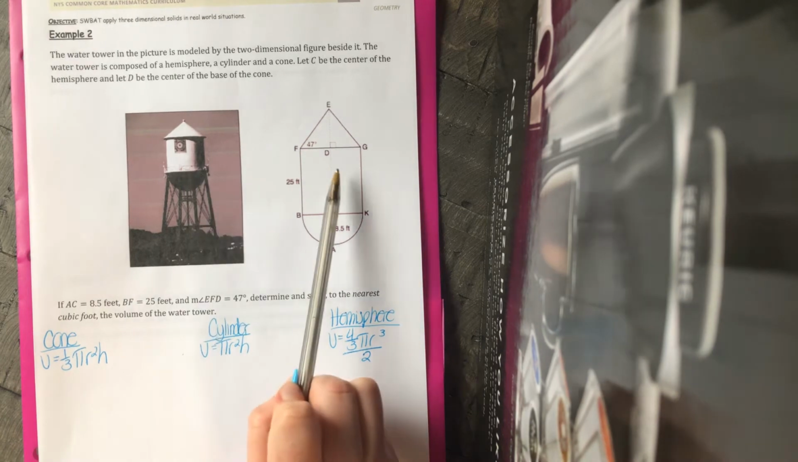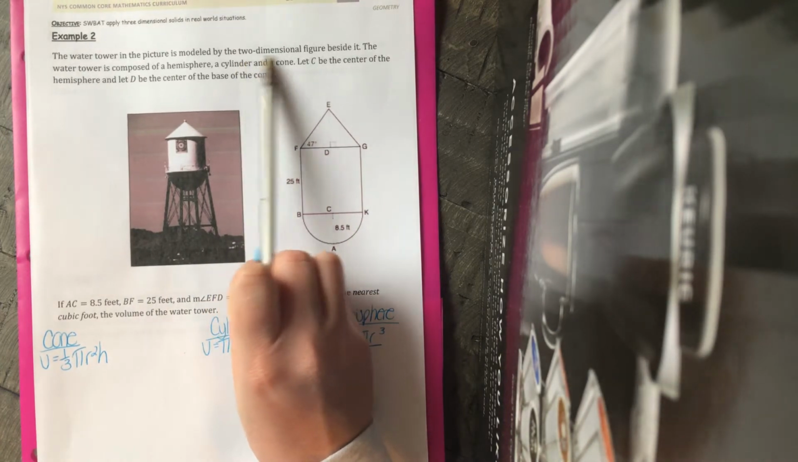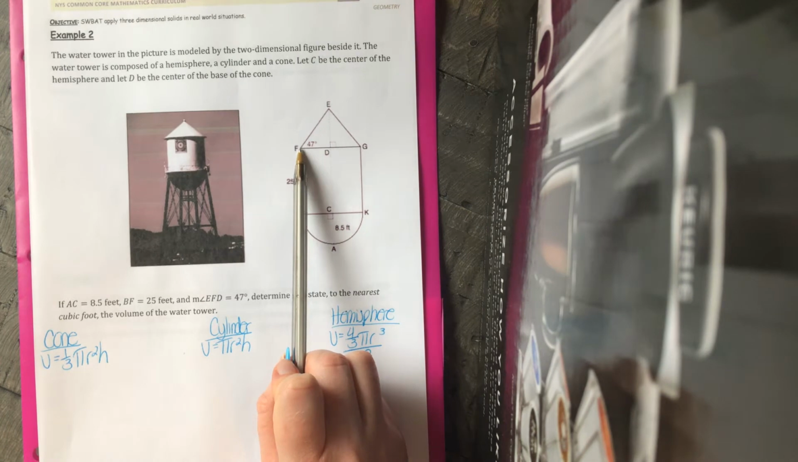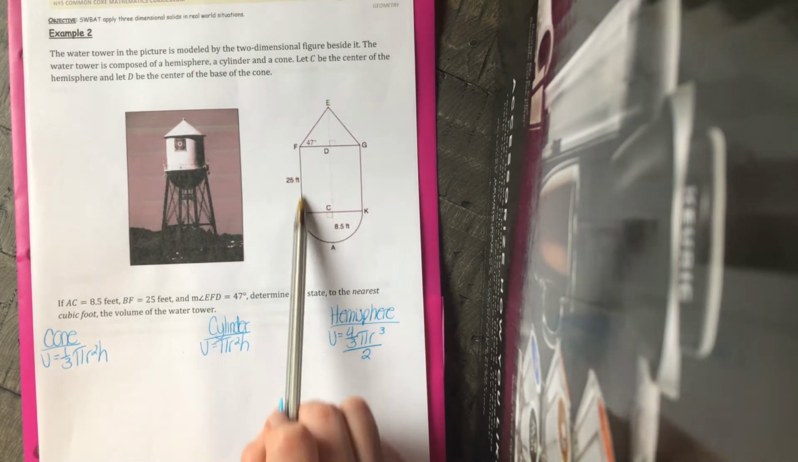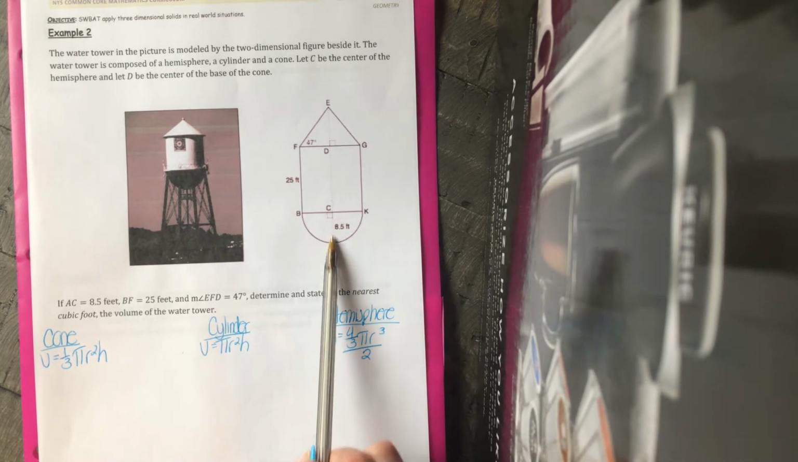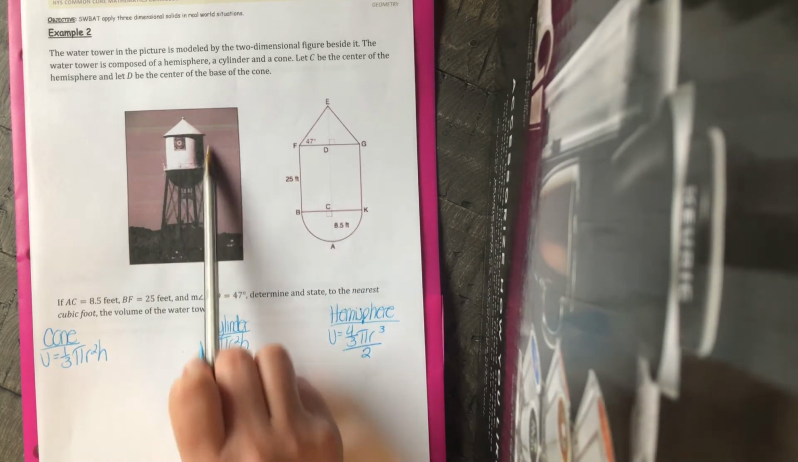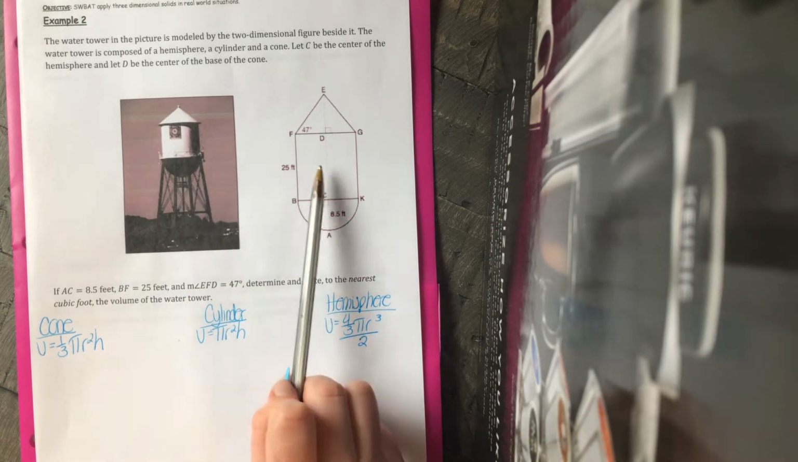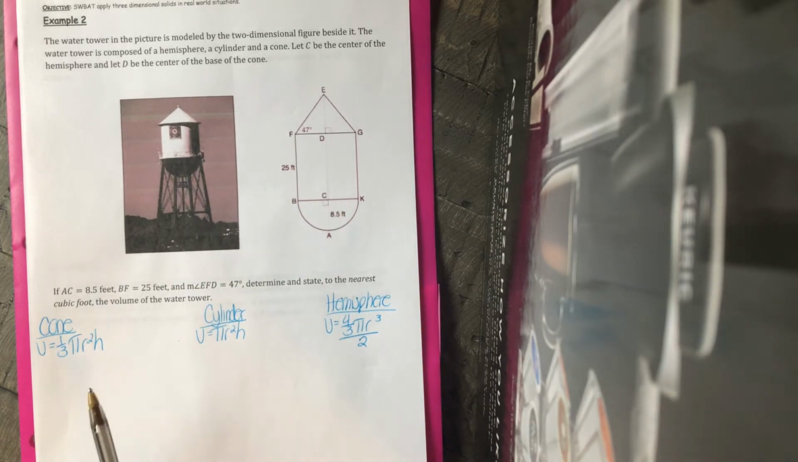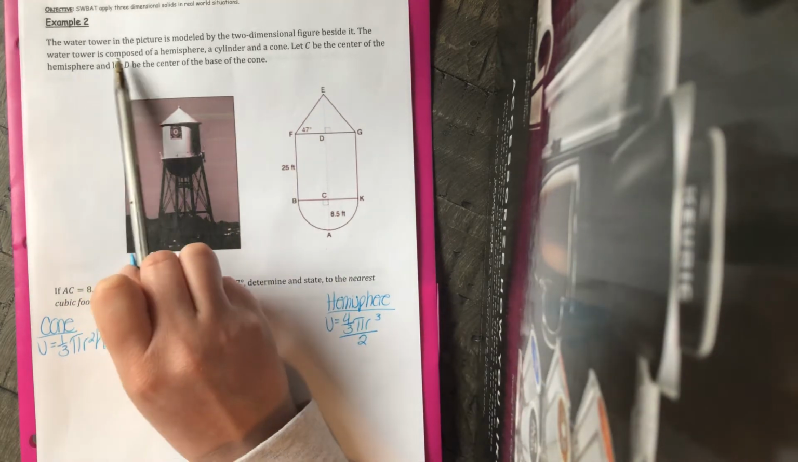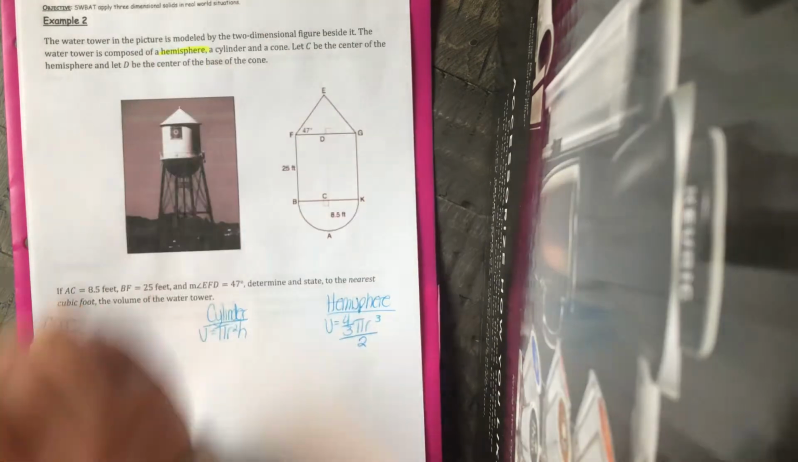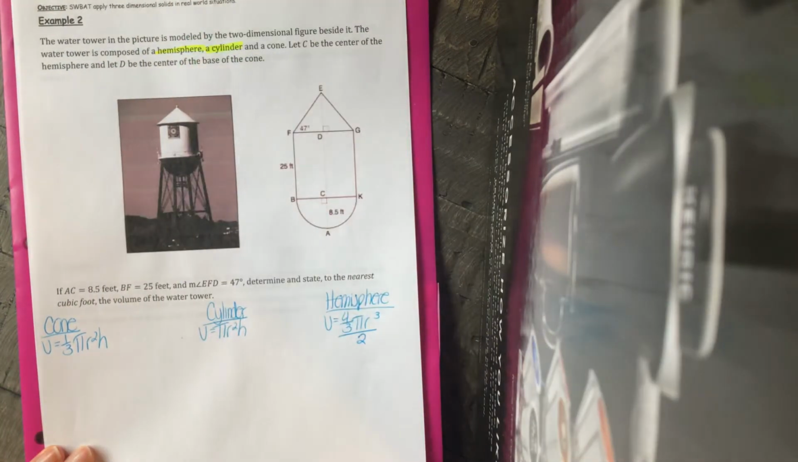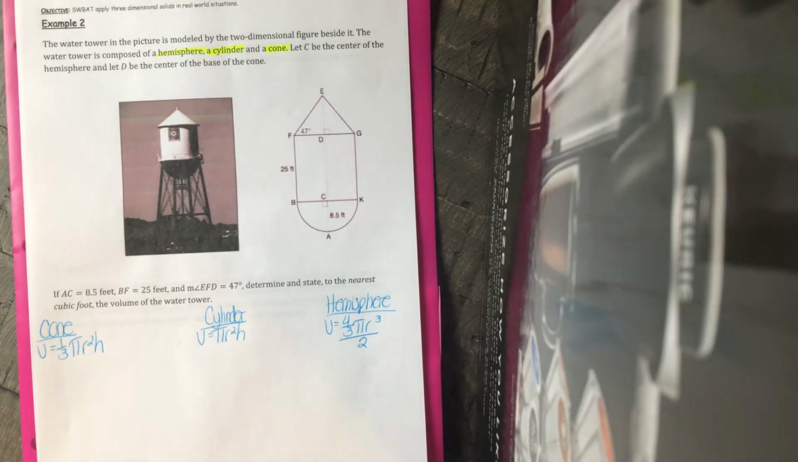This picture next to it, they're saying, is a 2-dimensional shape, just so that we can kind of see what those units would look like, as far as how tall this shape is, what this length would be. They're just changing it from a 3-dimensional shape almost to a 2-dimensional shape, just so we can see those numbers nice and clear. The water tower is composed, grab your highlighters, of a hemisphere, that's important, a cylinder, important, and a cone. Again, anytime they give you a shape, I always like to highlight it.